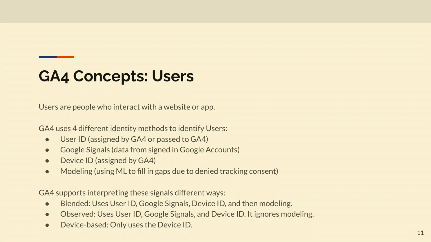GA4 supports 3 different ways of interpreting the user signal. One is blended, which mushes all 4 of those things together and tries to find overlaps and stuff. One is observed, which basically discounts any modeling. And one is device only.